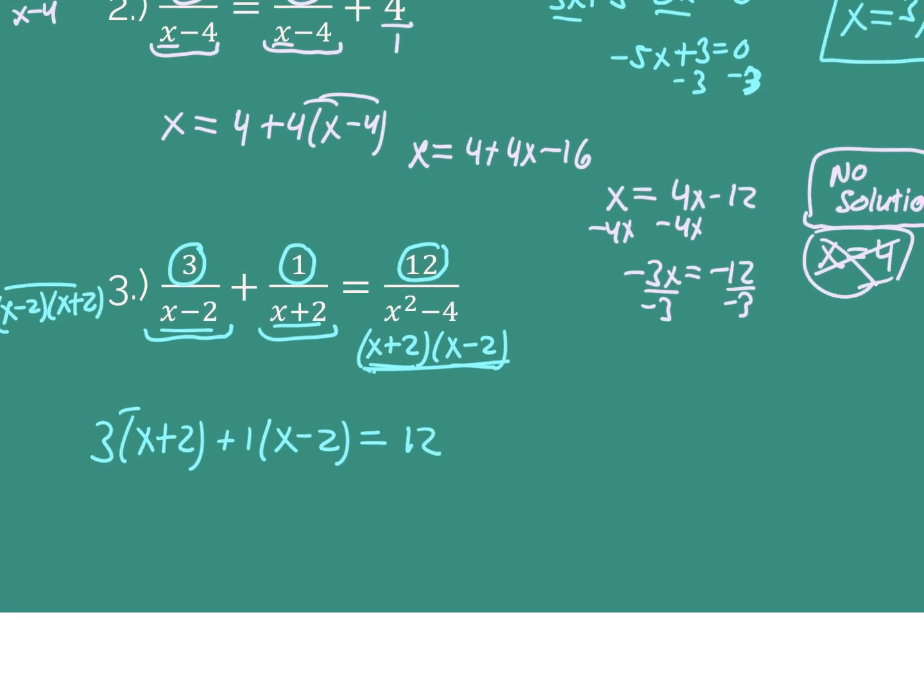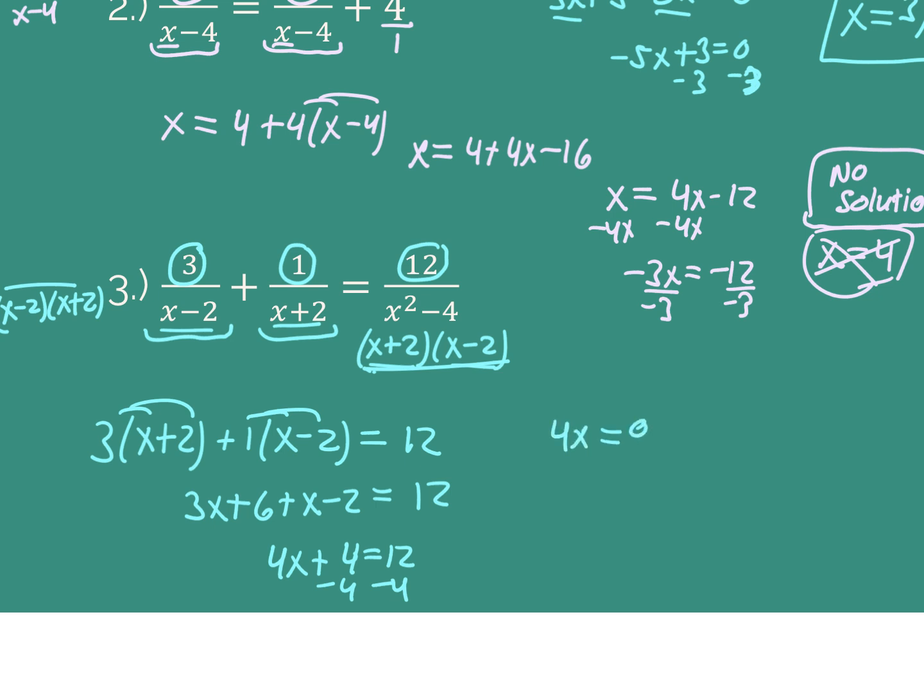All right, and so I can distribute and then simplify. So I get 3x plus 6 plus x minus 2 equals 12. Let's combine like terms, so I get 4x plus 4 equals 12. I can subtract 4 on both sides, and so I get 4x equals 8. Divide by 4, and I get x equals 2.